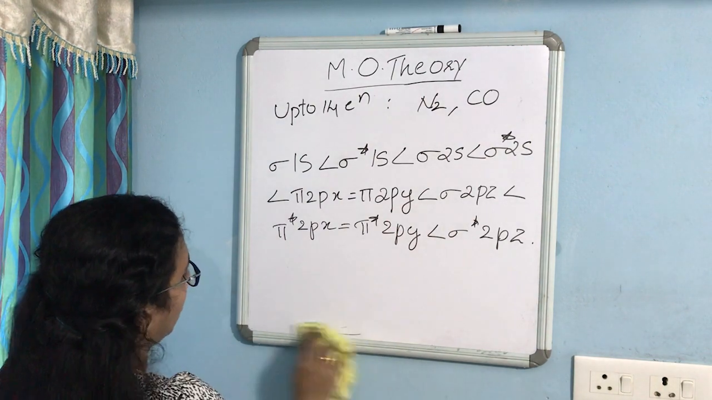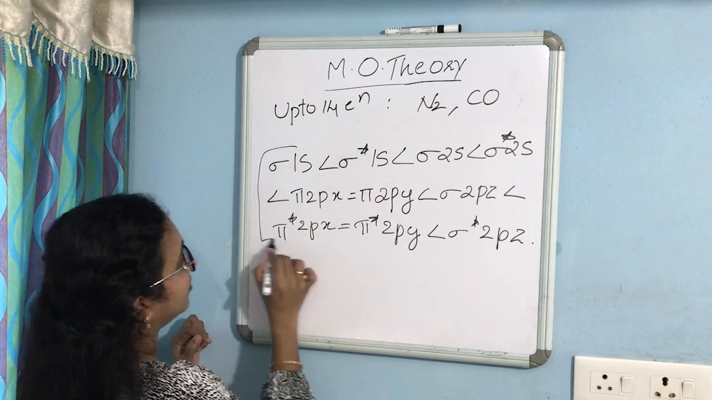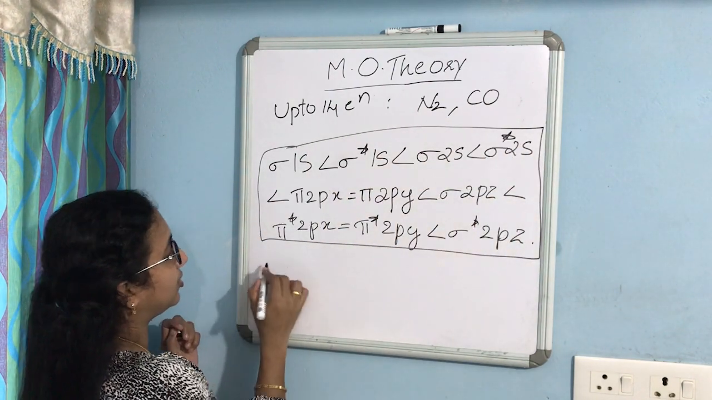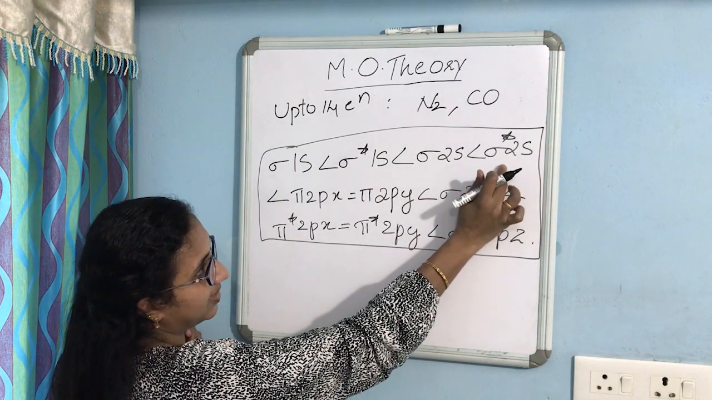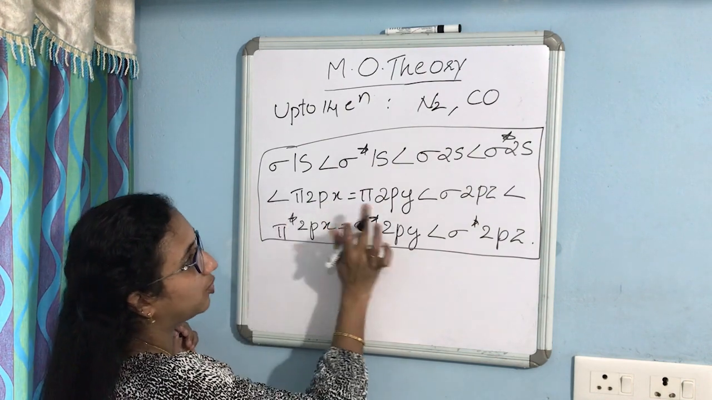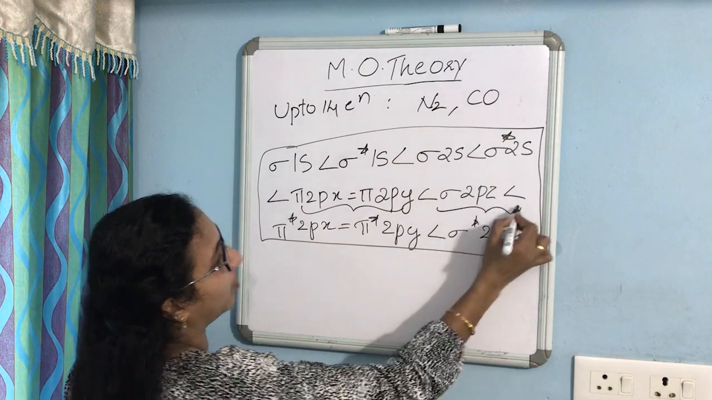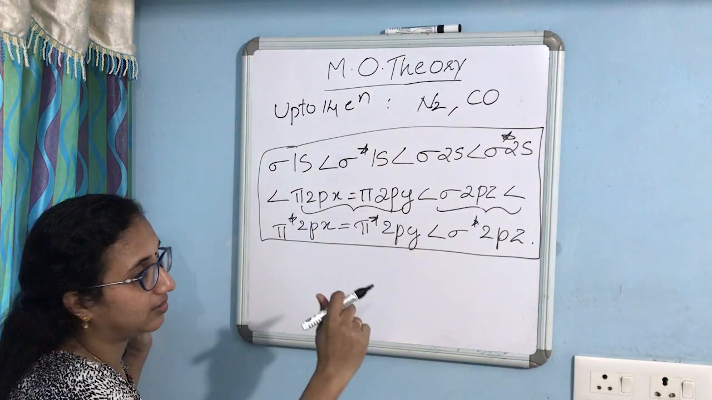That means for up to 14 electrons, this is the case, and for more than 14 electrons, there is only one difference. After sigma star 2s, the sigma 2pz comes. Then only pi 2px and pi 2py. That means the positions of these two sets of molecular orbitals will be interchanged.